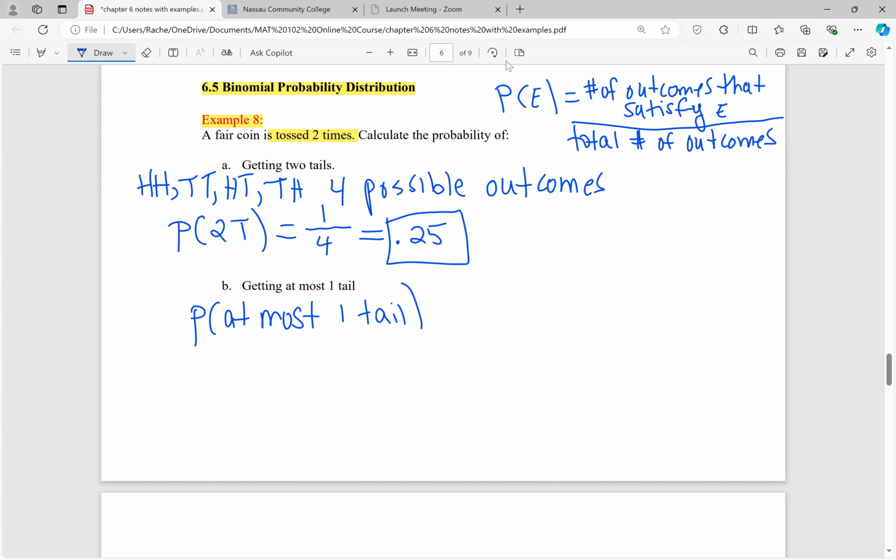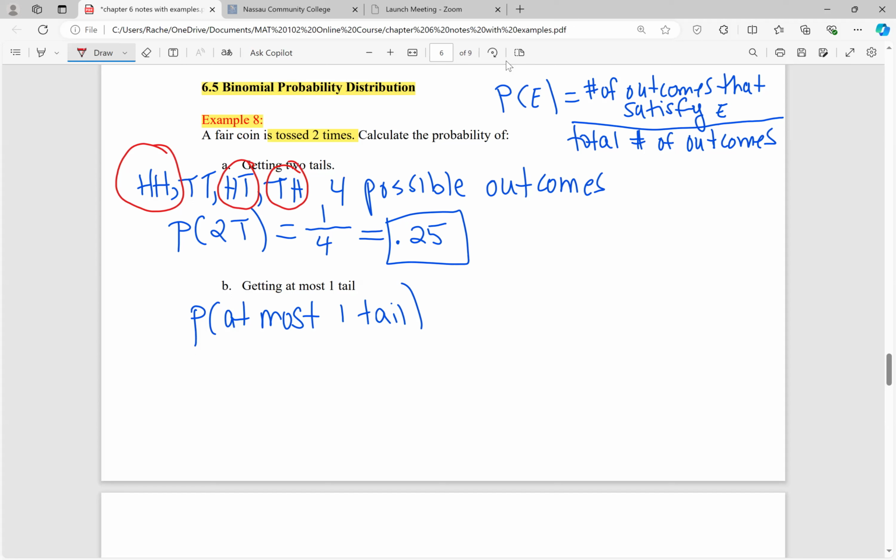So let's look at our possibilities. Let's start with how we can get no tails. Well, no tails would be head, head. So we could get either zero or at most one tail. Which outcomes have one tail only? These two: head, tail and tail, head.